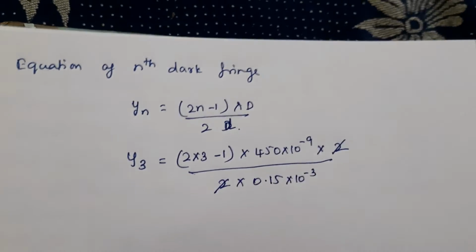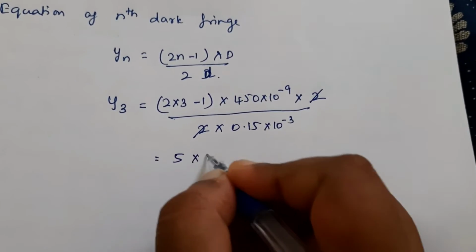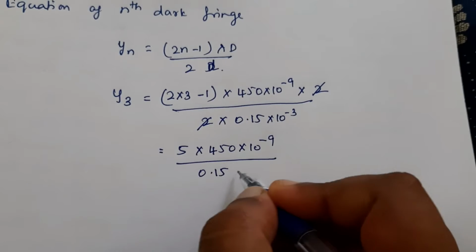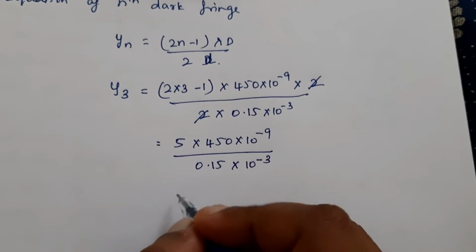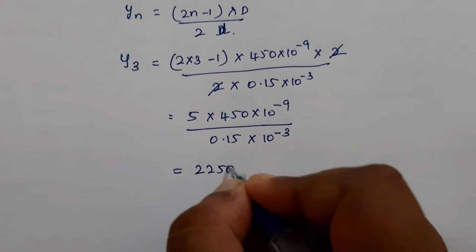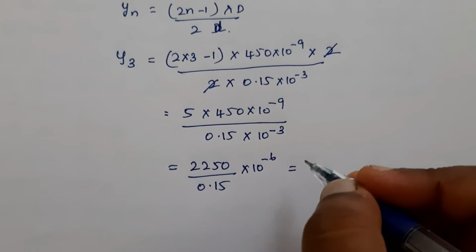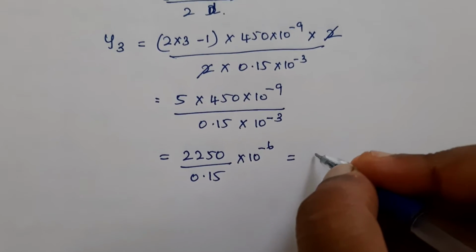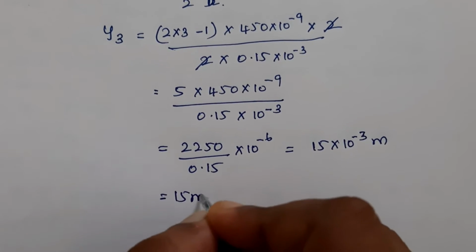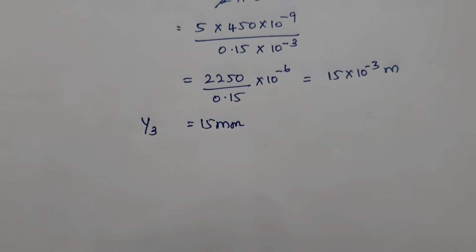So this and this will get cancelled. What you will get here is 6 minus 1 is 5. 5 into 450 into 10 raised to minus 9 divided by 0.15 into 10 raised to minus 3. So this is 2250 by 0.15 into 10 raised to minus 6. When you divide this, you will get 15 into 10 raised to minus 3 meter, or you can write it as 15 millimeters. So that is the distance of the third dark fringe.